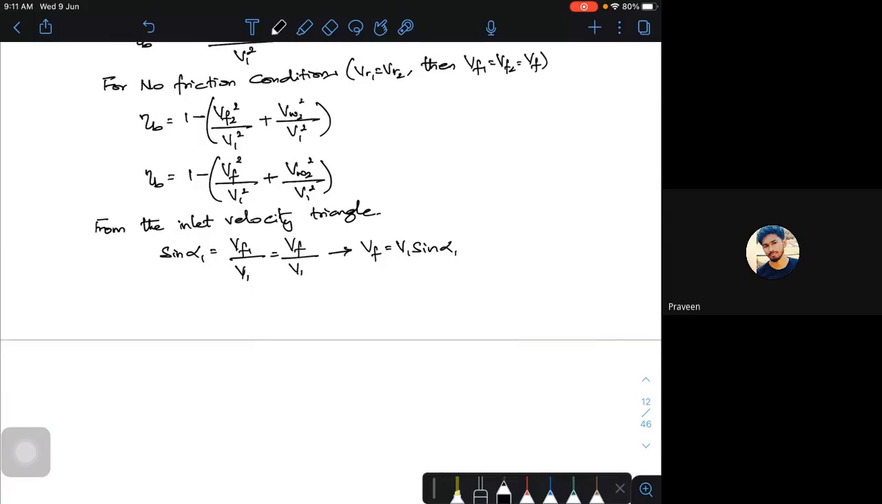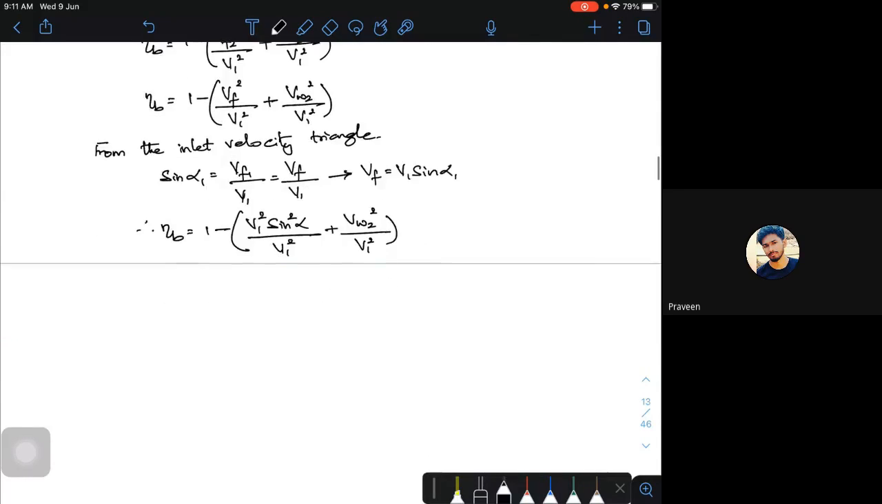Therefore your blade efficiency is equal to 1 minus, Vf square is V1 square into sine square alpha divided by V1 square, plus Vw2 square by V1 square. Then I can simplify this further. The V1 square just cancels out. So your blade efficiency is equal to 1 minus, if I open the bracket, sine square alpha.